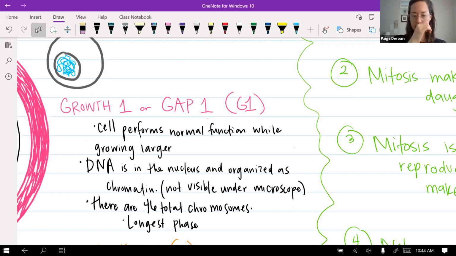So you really don't want cells to divide when they're not supposed to. That equals cancer. We'll talk about that later. Okay, so let's say that our cell got a chemical signal.